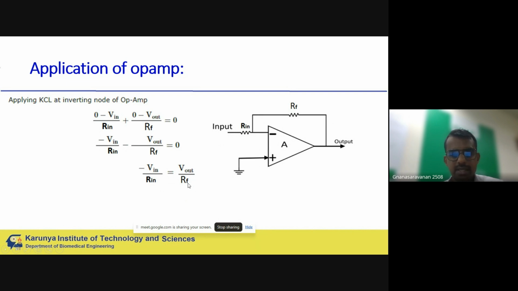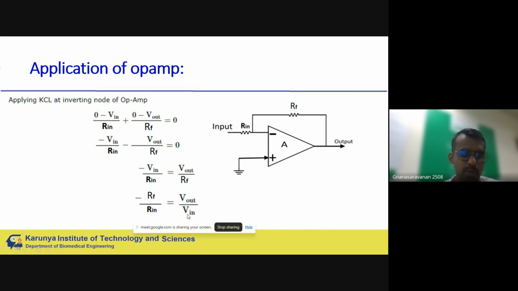Now what is the next step? I'll arrange it in a way such that it looks like Vout divided by Vin. What is Vout divided by Vin? It is the gain. Vout is already here. Vin is on this side, so I'll move it to the other side. Whatever is in the numerator will go to the denominator, and whatever is in the denominator, when it comes to this side, becomes the numerator. Look here, that's how it has changed. So it is minus Rf divided by Rin, which is equal to Vout divided by Vin.